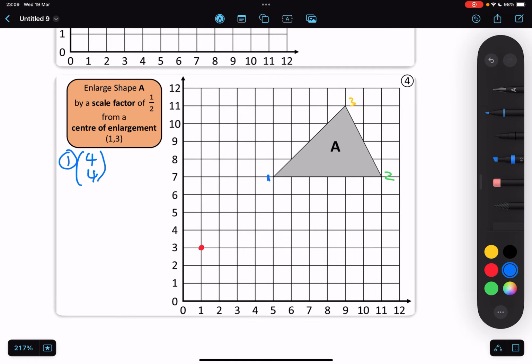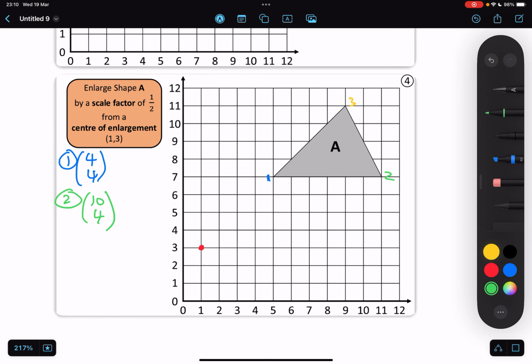How is it that we get to point number 2? So to get to point number 2, we're going to go 1, 2, 3, 4, 5, 6, 7, 8, 9, 10 to the right, 1, 2, 3, 4 up. So 10 to the right, and 4 up.